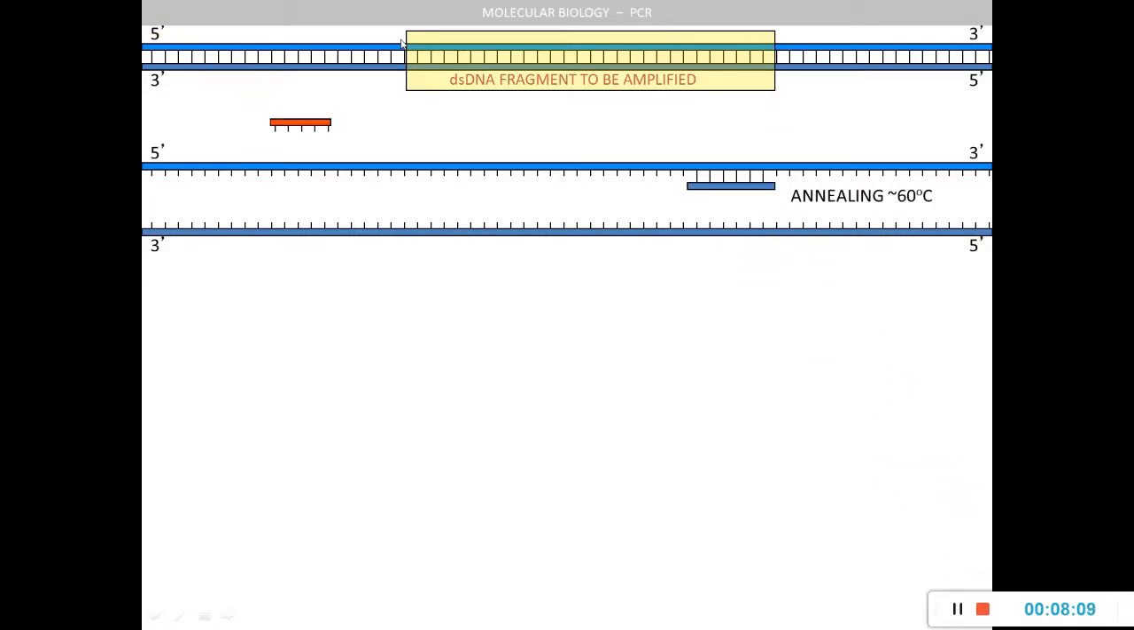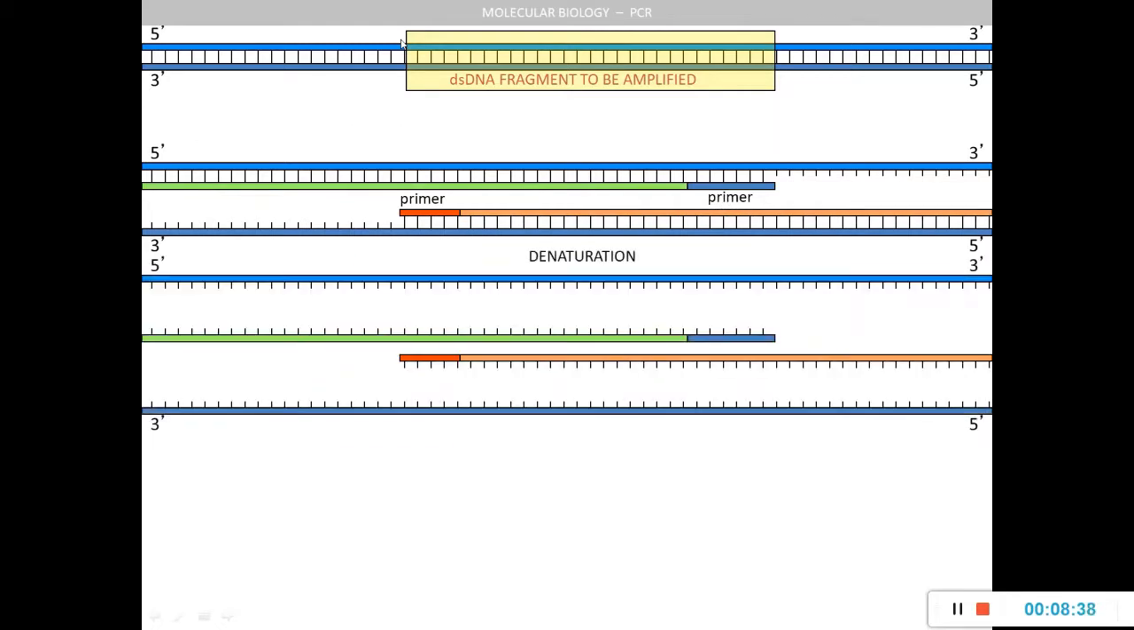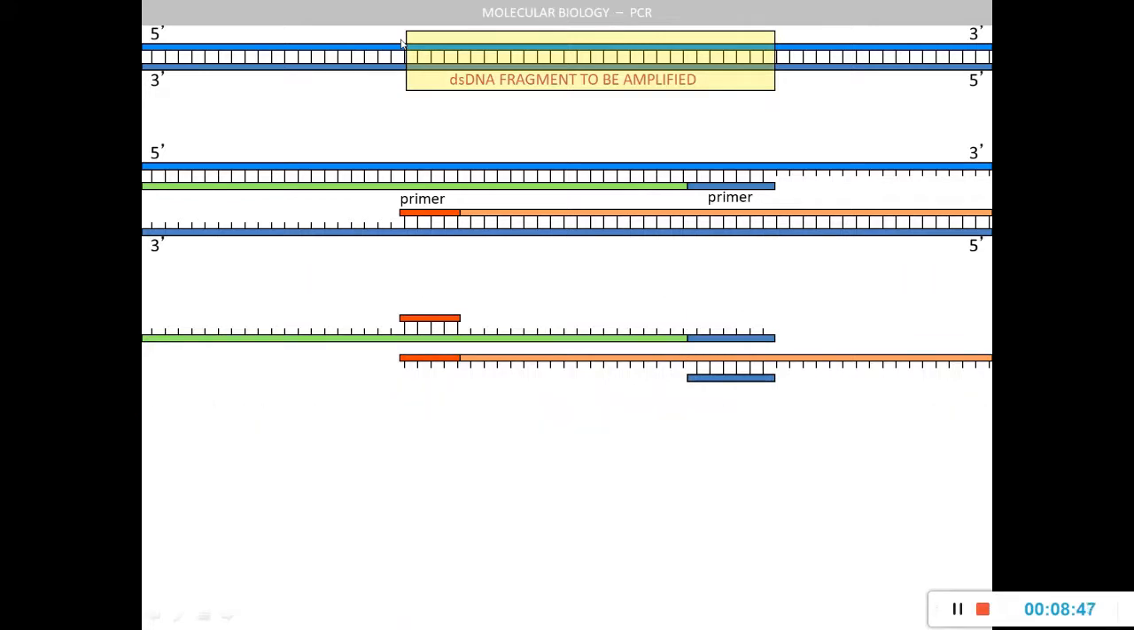After that, annealing of the primer happens. The annealing happens at around 60 degrees centigrade. Okay, and what happens in the next step? Let's have a look. What happens? The DNA polymerase comes and binds, and the DNA synthesis happens. Okay. Now in the next step, what happens? Again, the denaturation will happen. The primers will come and bind, and DNA synthesis will happen further on.